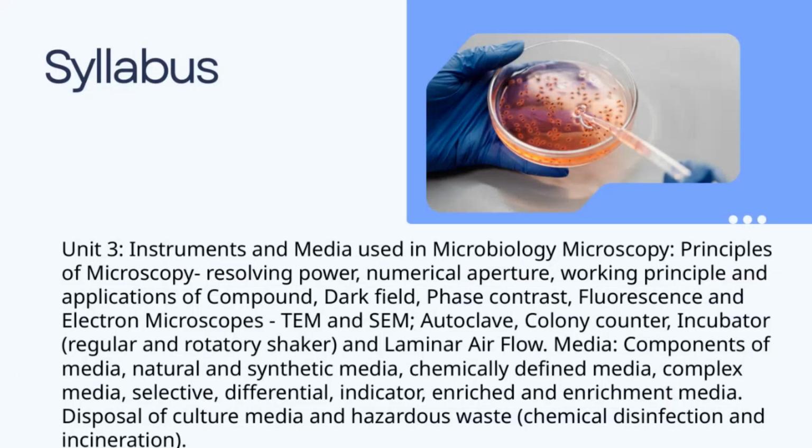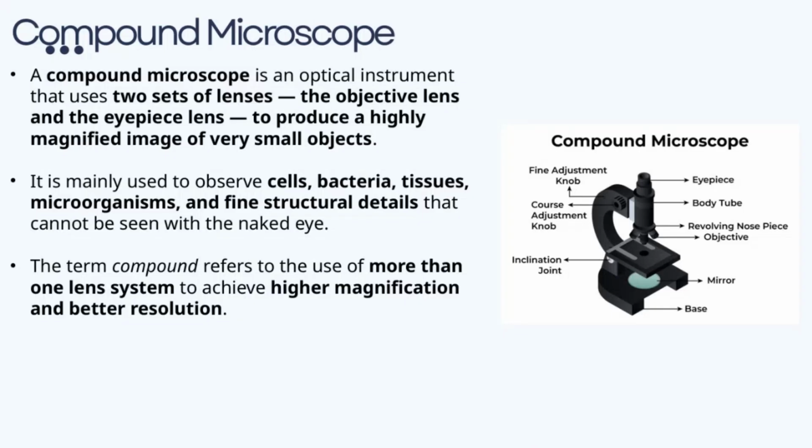Welcome to Unit 3, where we'll explore the various instruments and media used in microbiology. A compound microscope is a fascinating instrument because it uses two sets of lenses, an objective lens and an eyepiece lens, to create a highly magnified image of tiny objects. Think of it as a powerful tool that allows us to see things far smaller than what the naked eye can detect. It's mainly used to observe things like cells, bacteria, tissues, and microorganisms.